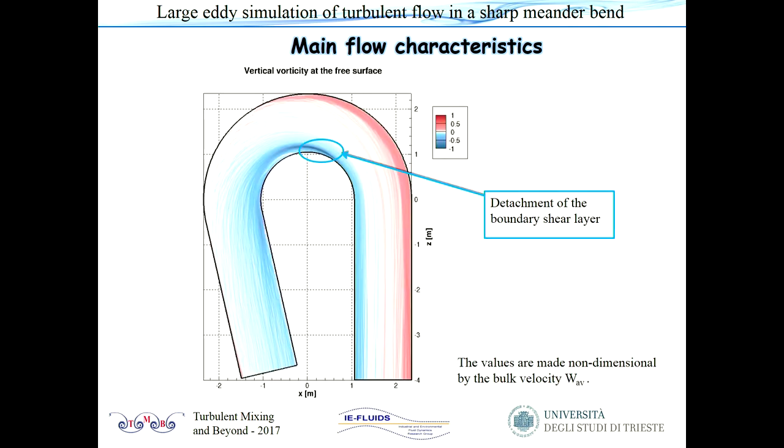At the free surface, the vertical vorticity shows the flow structure over the key part of the flow. The vertical vorticity shows the rotational structure of the secondary flow, and we can observe the detachment of the boundary shear layer near the inner bank.